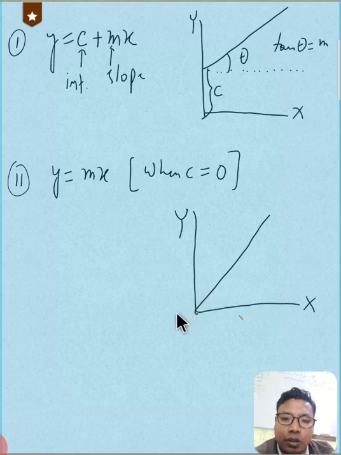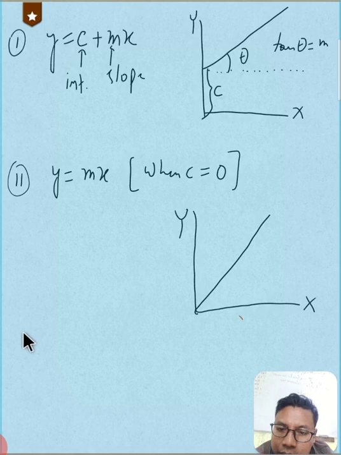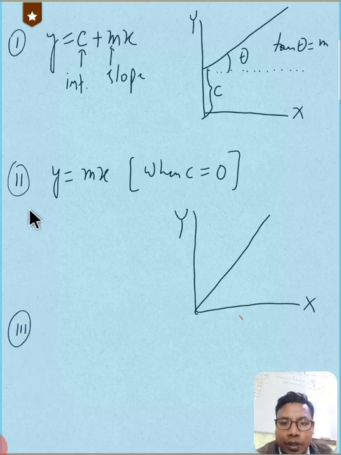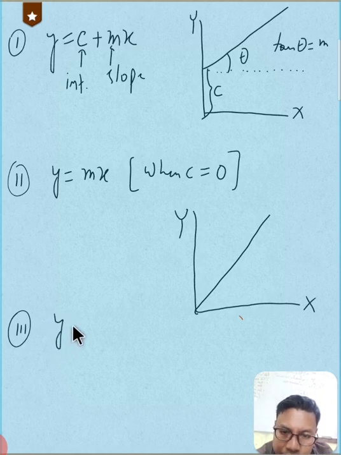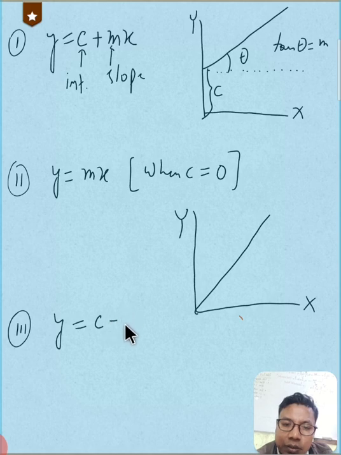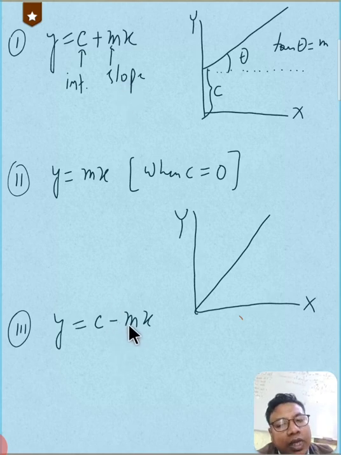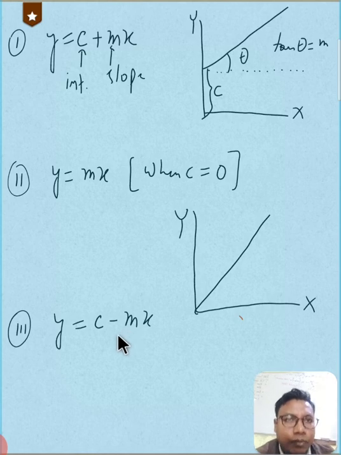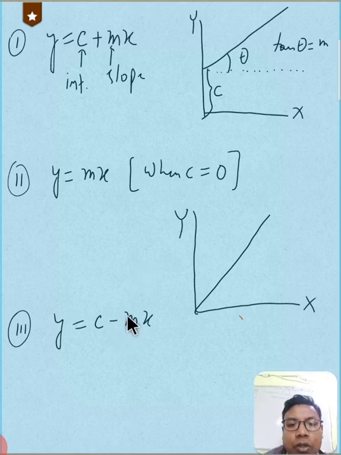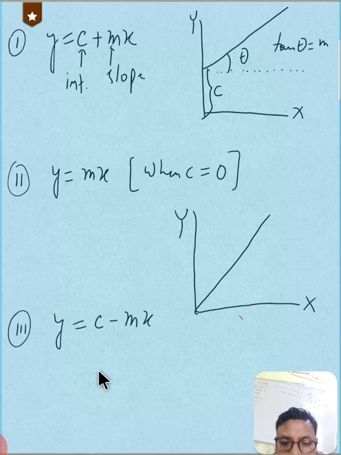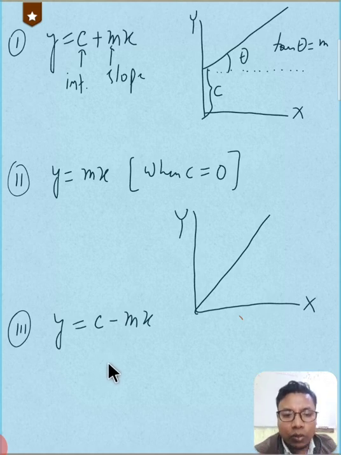Okay, now let me give one more equation: y is equal to c minus mx. Now m is, like I said, the slope, so this will be an equation having a negative slope. The graph will be a straight line having a negative slope, and the graph will look like this.